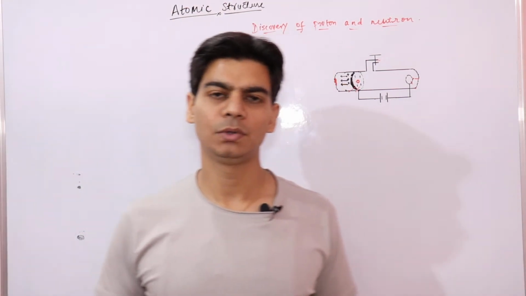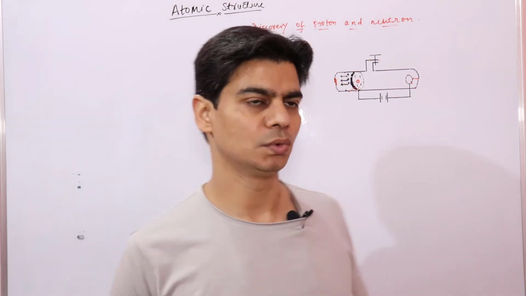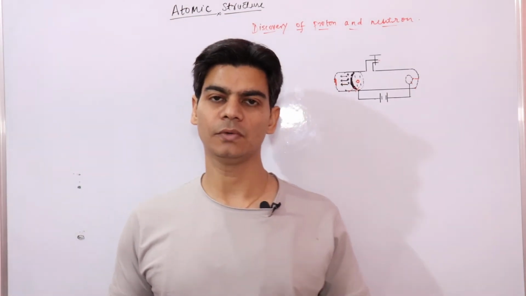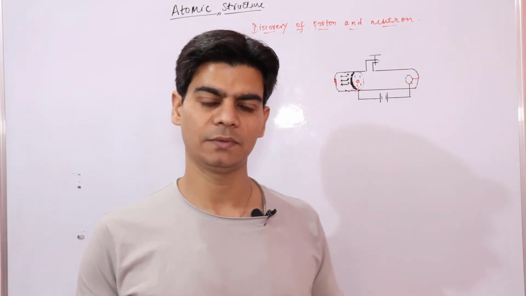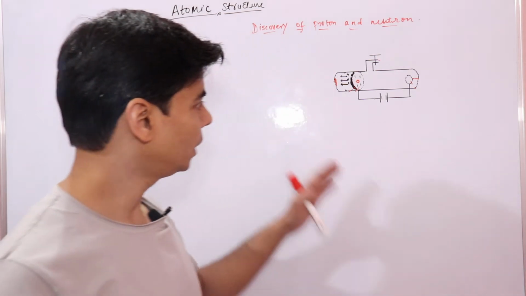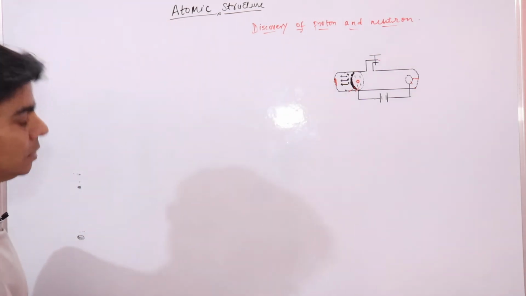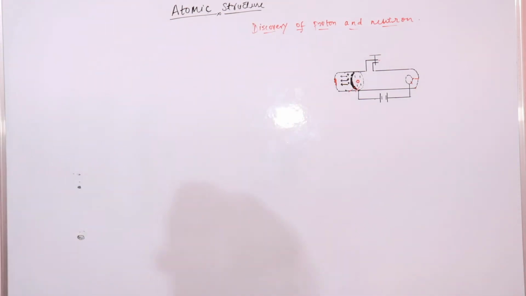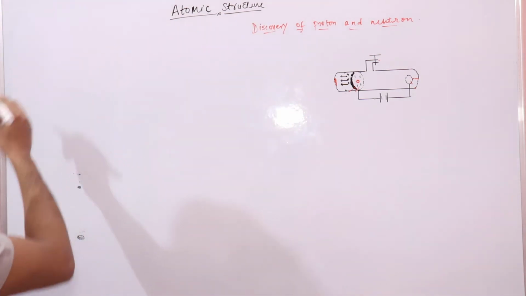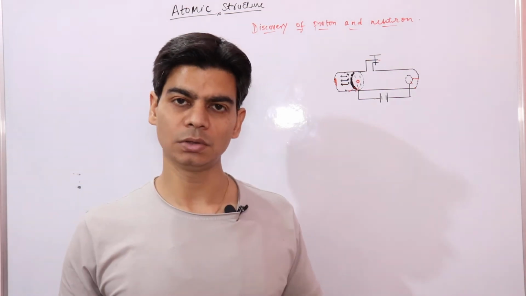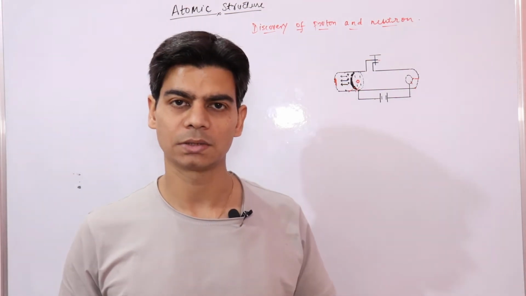Now in this video lecture, we will go through the discovery of proton and neutron. Before this video lecture, we have already gone through the discovery of electron, and we have gone through the entire discharge tube experiment. Now in this video lecture, we will see the discovery of proton, and then we'll see the discovery of neutron.